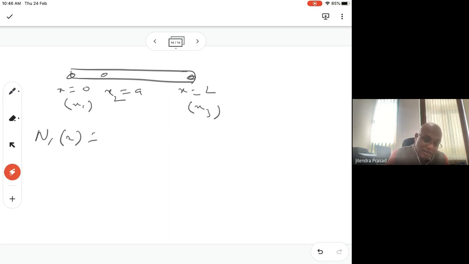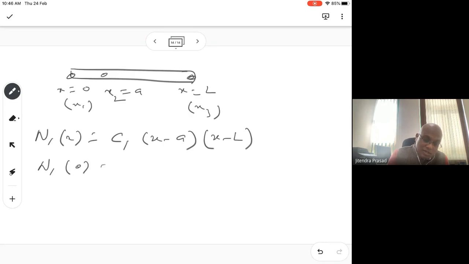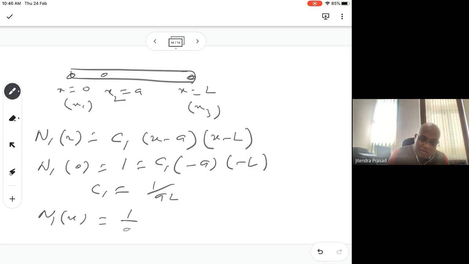So N1(x) becomes, as you know, this will have zeros at A and L. So accordingly we'll write C1 (x minus A), then (x minus L). And you know that at x equal to 0, this is equal to 1. So N1(0) is 1, equal to C1 times minus A times minus L. And hence C1 equals 1 over AL, and hence N1(x) equals 1 over AL, (x minus A)(x minus L).